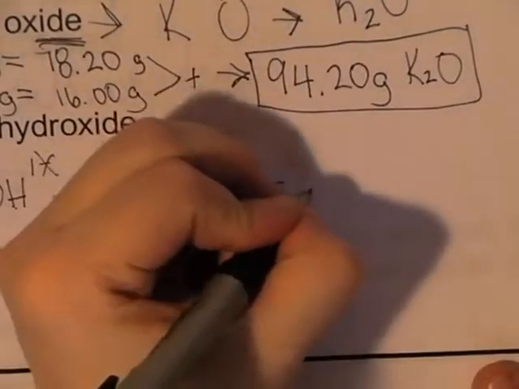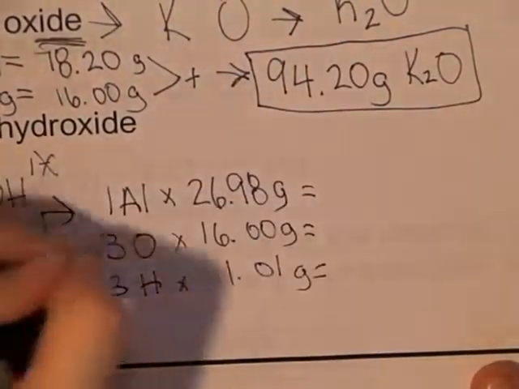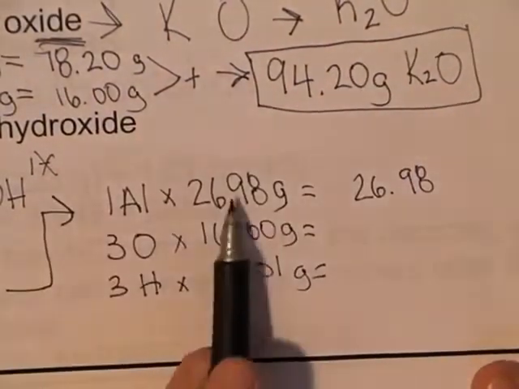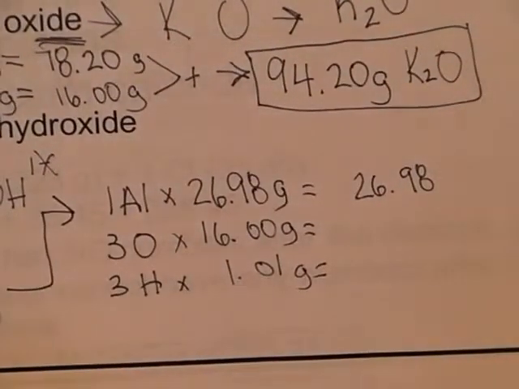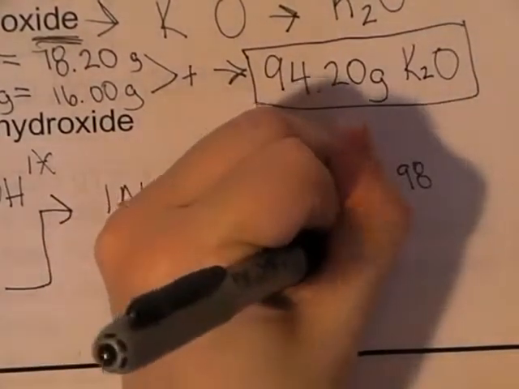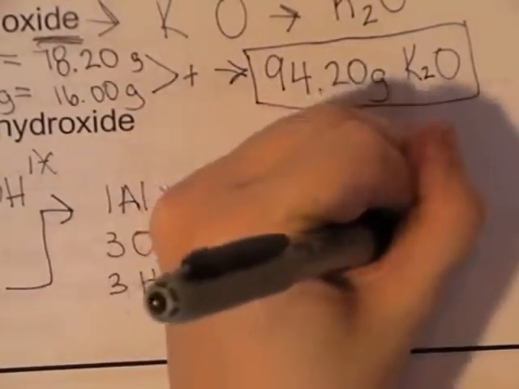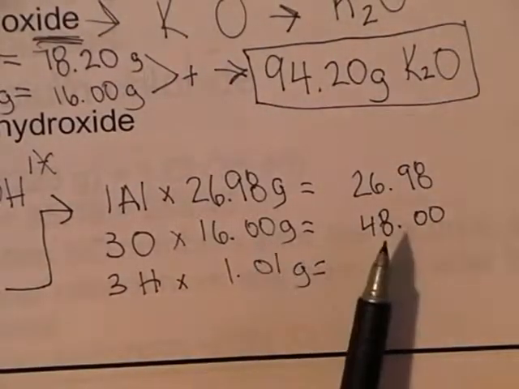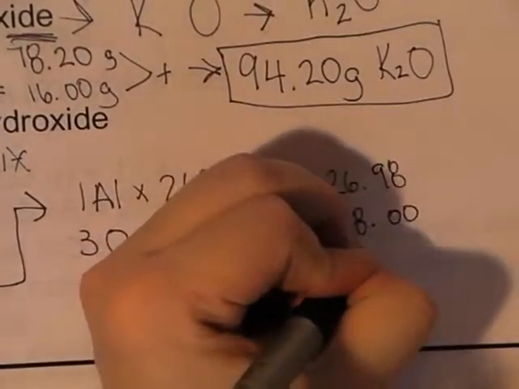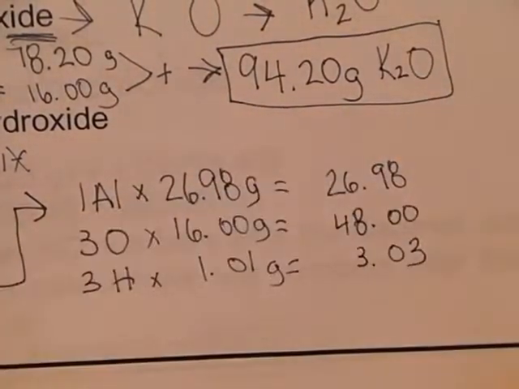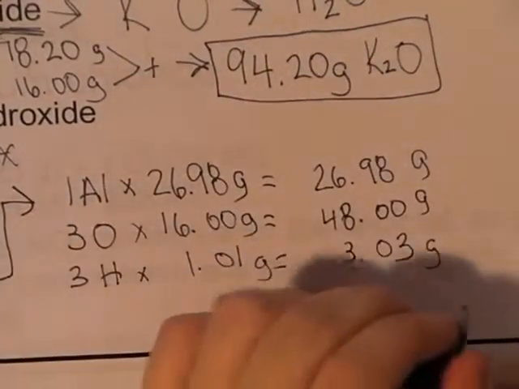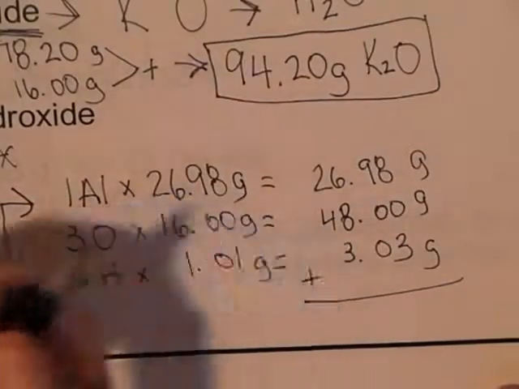All right, so your math is set up. You've got 26.98, right? Because it's just 26.98 times 1. 16 times 3, you get 48.00. Remember, you want to keep those zeros because we know they're zeros. We wrote them because we know them, so you don't want to change your significant figures. And then 3 times 1.01 is just 3.03. So all of these are in grams. Add them all up to get your answer.